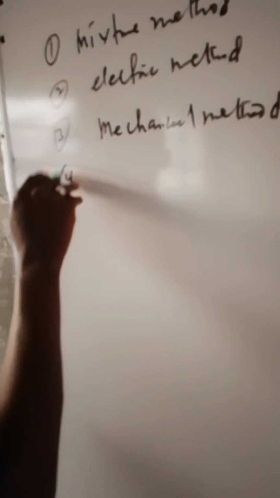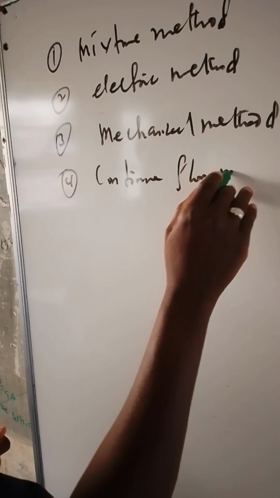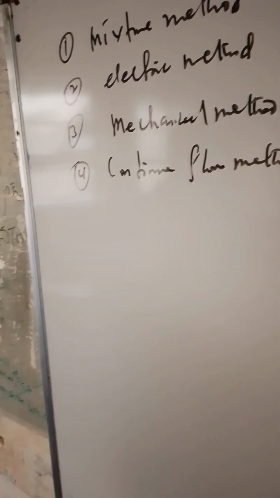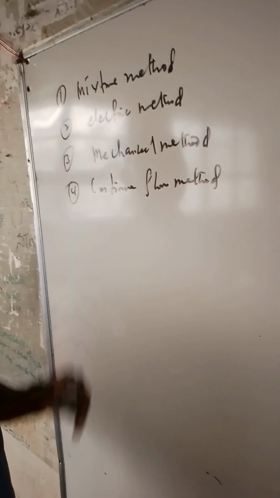And the third one is what we call continuous flow method. These are the four methods in calculating the specific heat capacity: we have the mixture method, the electrical method, the mechanical method, and the continuous flow method. Permit me to give each individual formula.